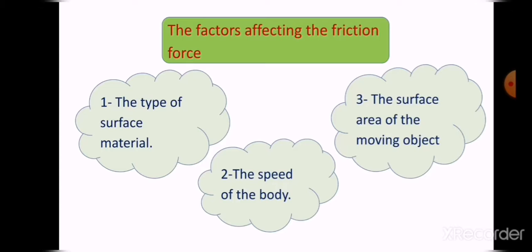Number two, the speed of the body. And number three, the surface area of the moving object. So we have three factors affecting the friction force. Type of surface material, if it's rough or smooth. Speed of the body, if it moves in high speed or low speed. And the surface area of the moving body, if it's large or small. Okay?